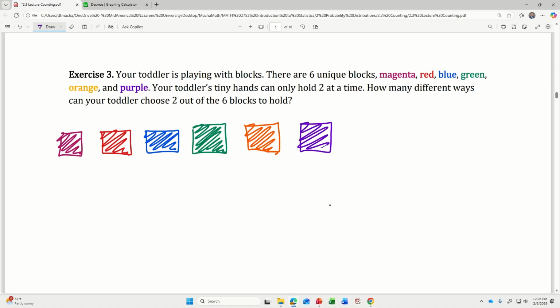Okay, so there's my 6 blocks. How many different ways can your toddler choose 2 out of the 6 to hold?